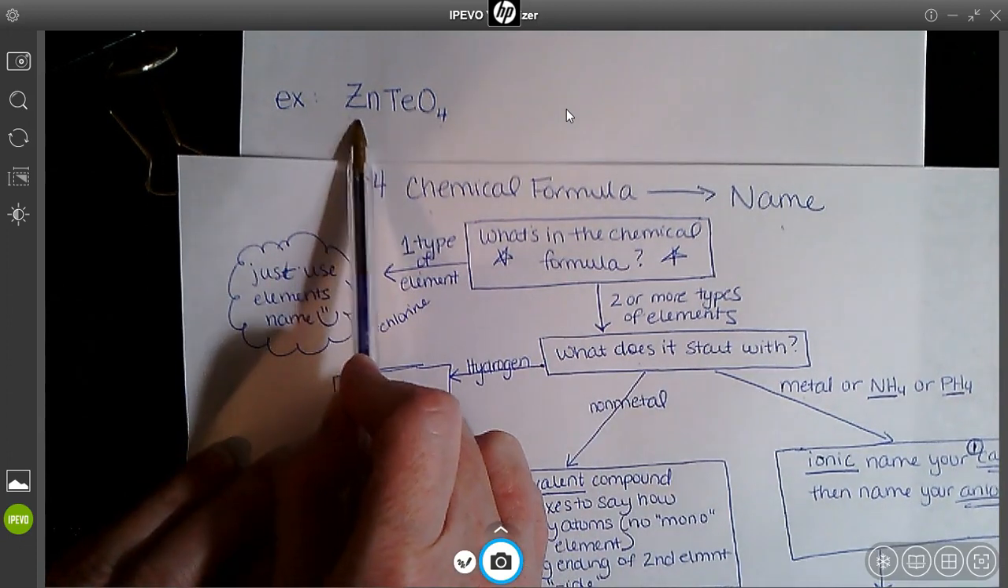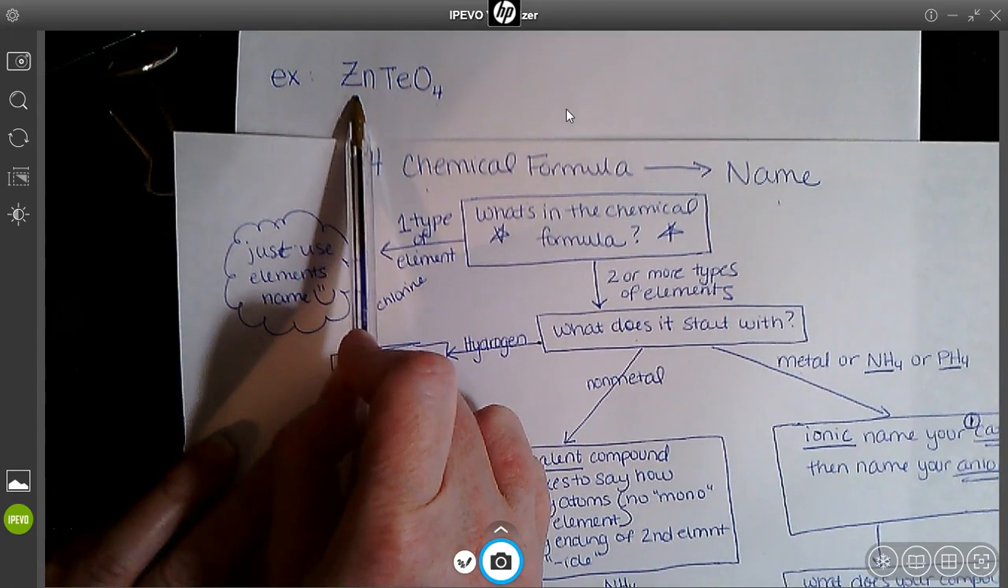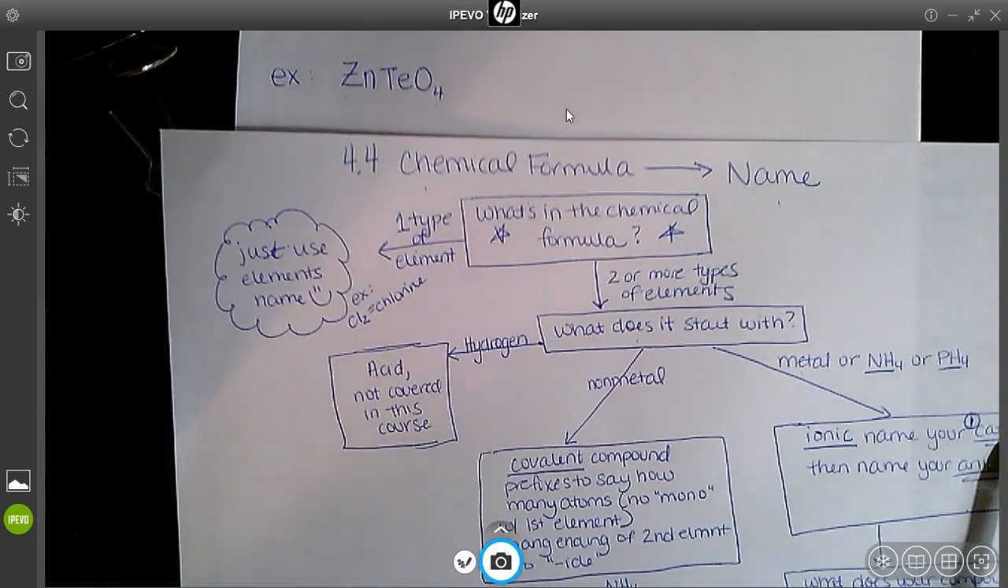Zinc is a metal. You've probably seen zinc before. It's silver and shiny. You can also look it up at ptable.com and it'll tell you if it's a metal or nonmetal. So it starts with a metal, so we know it's ionic. We have to name our cation, then we're going to name our anion. So let's name our cation.